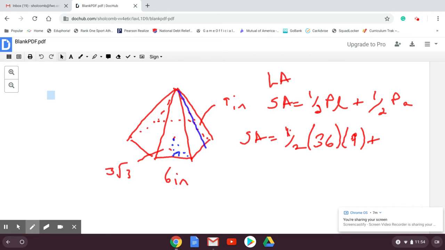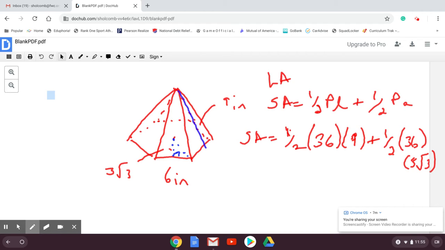But then we have to do 1/2 that same perimeter, 36, times the apothem, I'll do it underneath here, of 3 radical 3. Now, this problem's easy because everything's been given to us. You will not always have everything given to you. You're going to have to struggle to find some of those things at times.